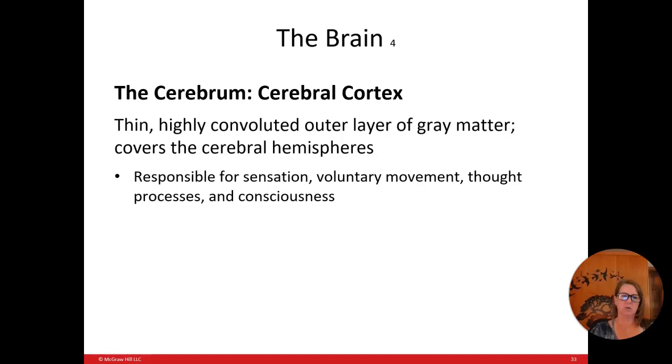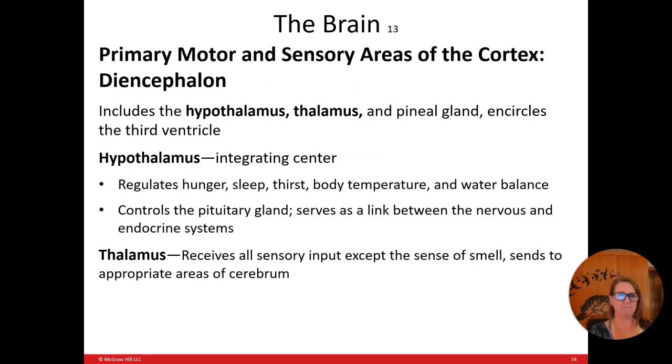Okay, so the nervous system is the most complex system in the human body, and we're trying to just give you a brief overview of how things work. So the cerebrum is the main part of the cerebral cortex. This is the thin, highly convoluted outer layer of the brain made up of gray matter, and it's covering those cerebral hemispheres, and it's responsible for lots of things: sensation, voluntary movement, thought processes, and consciousness.